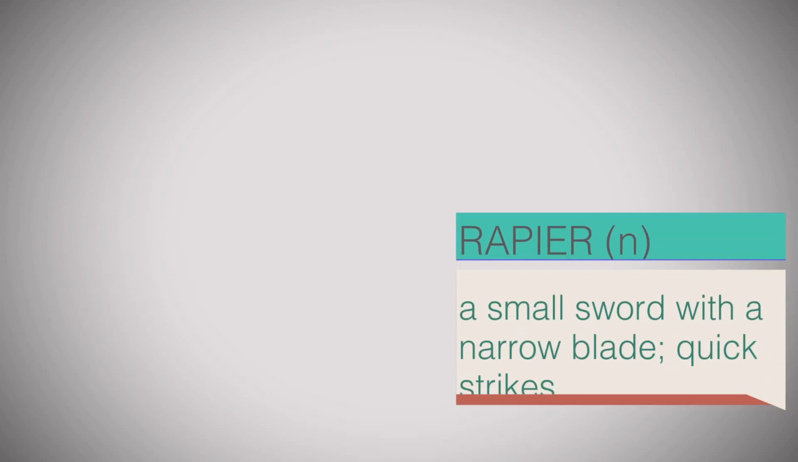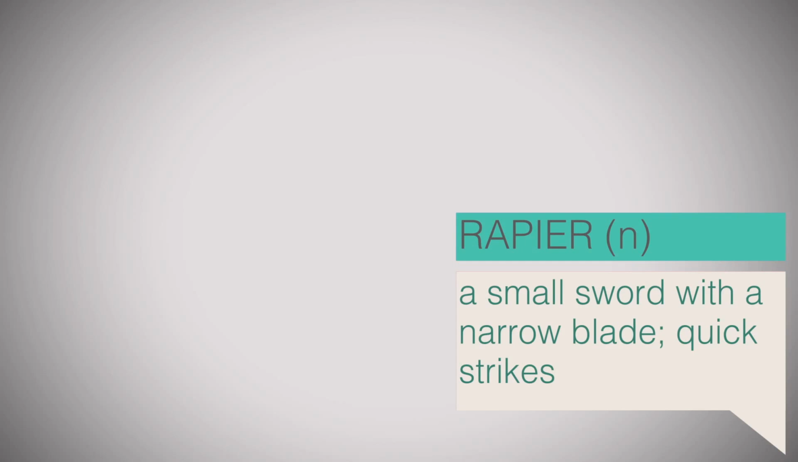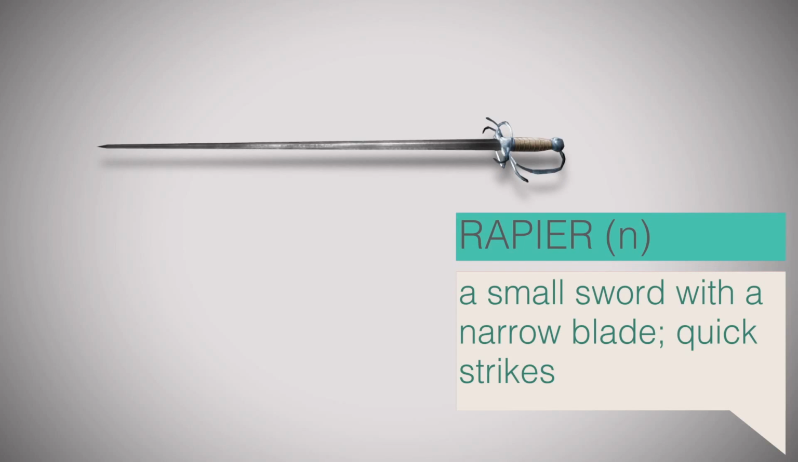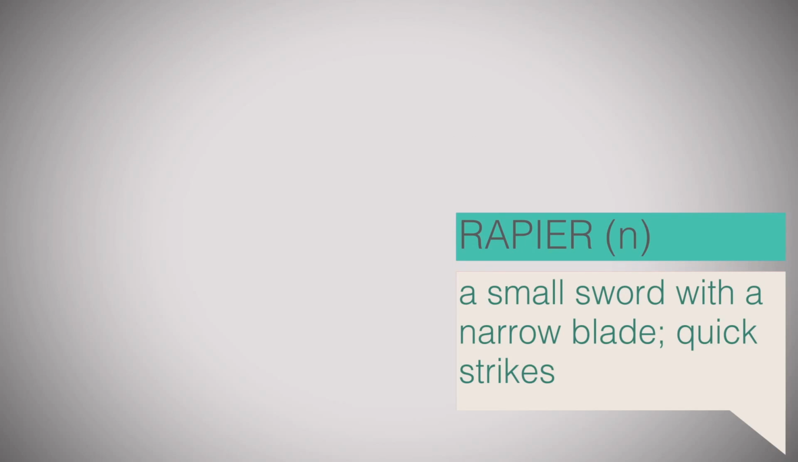Rapier. Rapier is a noun in reference to either a small sword with a narrow blade, or rapier can also refer to quick strikes. For example, the late Robin Williams was known for his rapier wit.